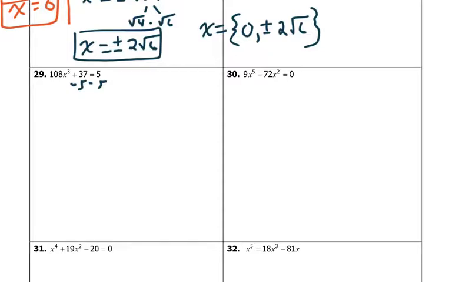All right, so we're left with, and we'll write it right here, 108x cubed plus 32 equals 0. All right, so we're left with that. Do we have a GCF? We do. All right, our GCF is 4. Right, so again, have a calculator out.